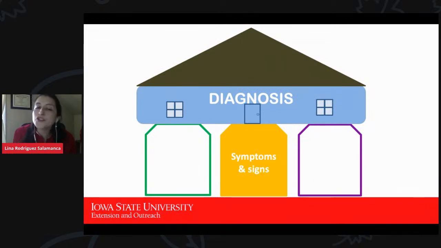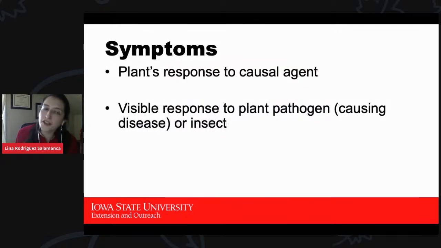All right, let's go to the second pillar of diagnosis, observing symptoms and signs. So let's first understand and remember, if you're a master gardener and have taken the training, you've seen me talk about this most likely. But remember, symptoms are the plant's responses to a causal agent. In other words, they're the visible response to a plant pathogen, the plant pathogen that is causing the disease, or an insect. In some cases, you'll see symptoms associated with non-infectious factors or abiotic problems.